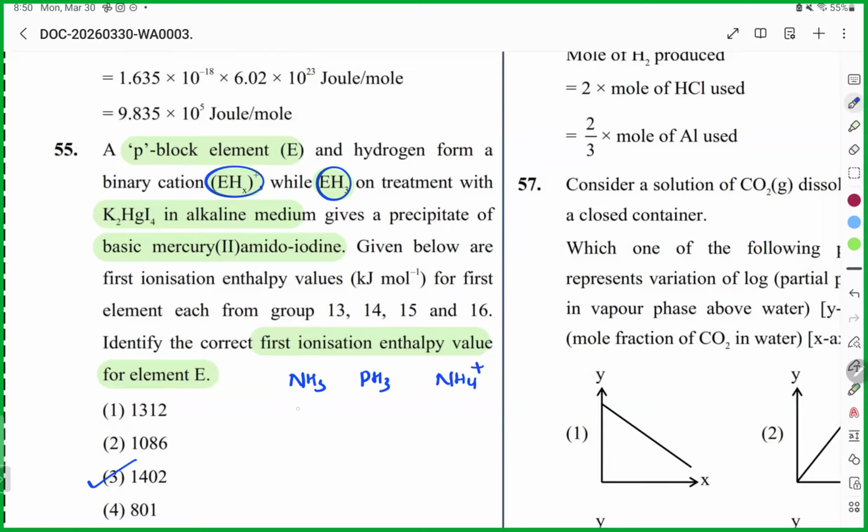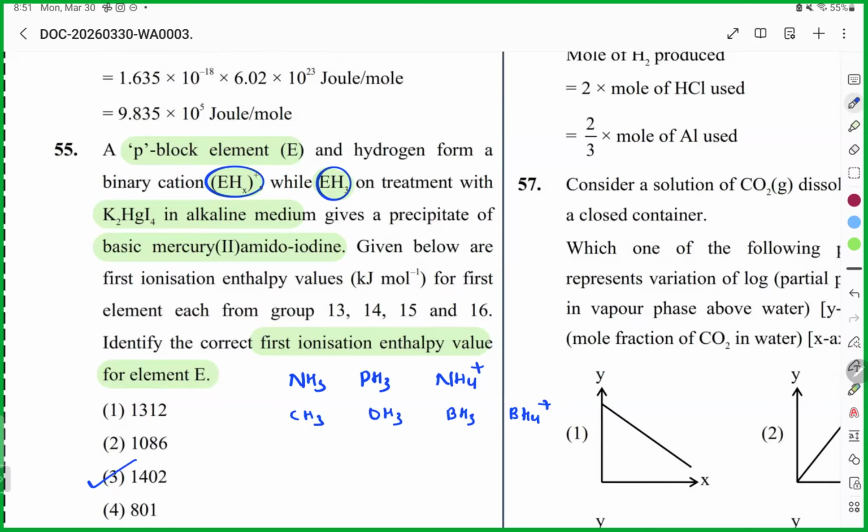But do you see that carbon does not form CH3, or oxygen OH3, or boron BH3? No, two BH3 will combine but not one. Correct? And BH4 positive you have never seen. Correct? Any doubt? And your next question is, sir, how will we get to know which group this is?